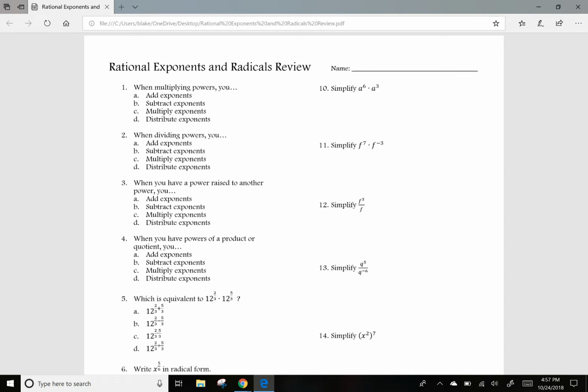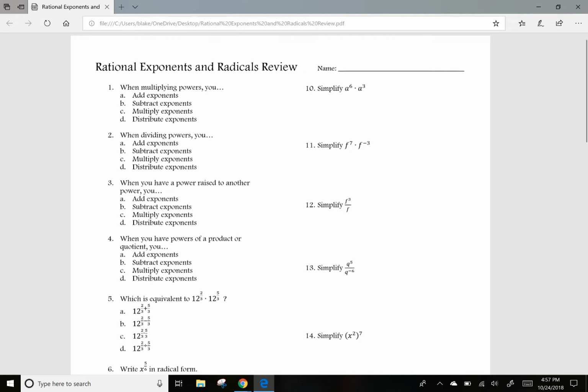So 1 through 4 are just the rules that we mentioned in the notes we took on Friday. When multiplying powers, you what? So that means multiplying powers is something like number 10.